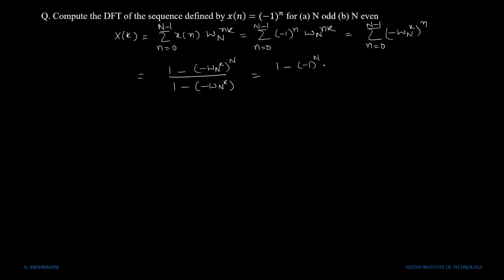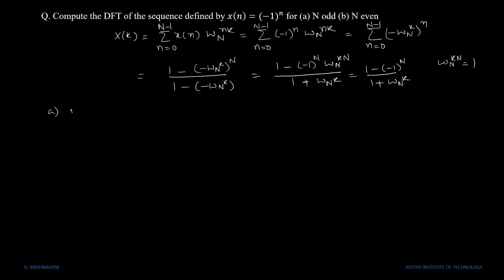So minus 1 to the power of n times WN to the power of kN by 1 minus of minus is plus WN to the power of k. And we know WN to the power of kN is 1, because e to the power of minus j 2 pi n k by n gets cancelled. You will get e to the power of minus j 2 pi k, which is cos 2 pi k minus j sin 2 pi k, which is 1. So this is 1 minus minus 1 to the power of n by 1 plus WN to the power of k.